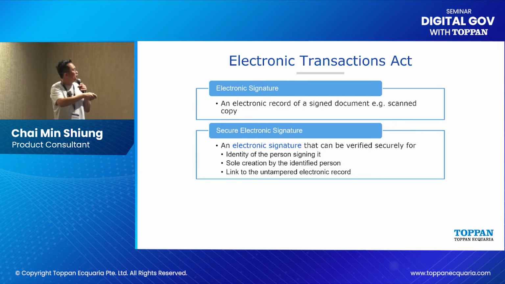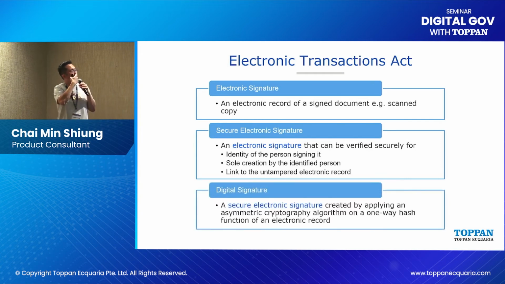Next, it has to be created by the person himself. So one way to create this signature is to use Sign with SingPass. Of course, there are many ways to create secure electronic signatures. Sign with SingPass is one way, and he has to create it himself. He signed it himself. And next, it has to be linked to an untampered electronic record. So at the end of the day, whatever he signed is still the same document and it has not changed. No one has tampered with the document.